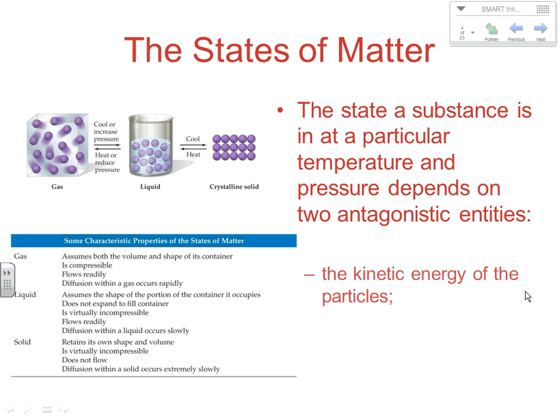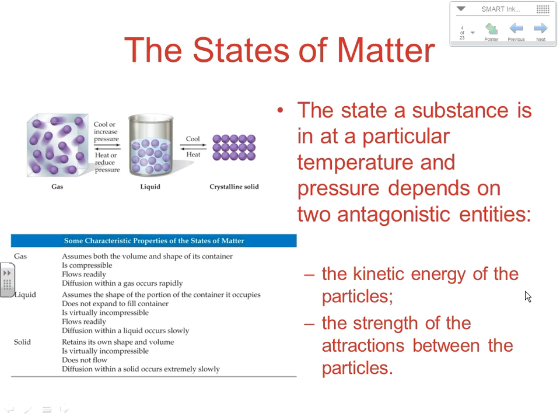Now, the state a substance is in, so are you a solid, liquid, or gas? It really comes down to two antagonistic forces. So at a given temperature and pressure, are you going to be a solid or liquid or gas? It really comes down to what's happening with kinetic energy. And kinetic energy is a force that breaks attractions versus those attractions themselves, which would be the strength of the attractions between the particles. So typically what we're looking at here is our intermolecular forces. So you have two competing things, the kinetic energy of the particles versus the strength of attractions between the particles. Which of these forces dominate determines whether you're going to end up being a solid, a liquid, or a gas.